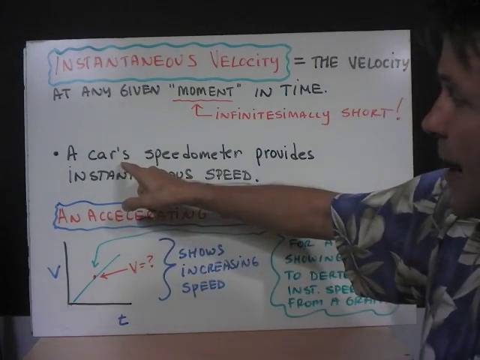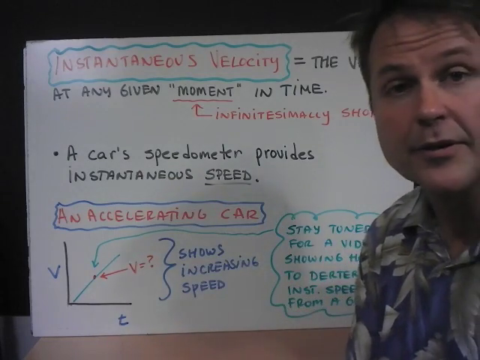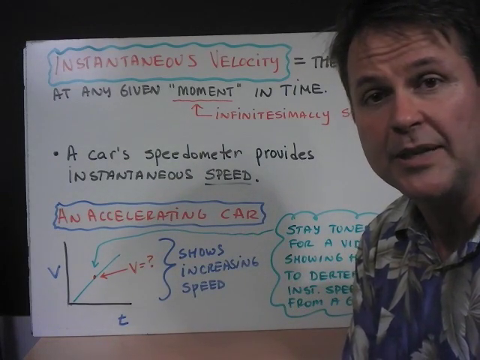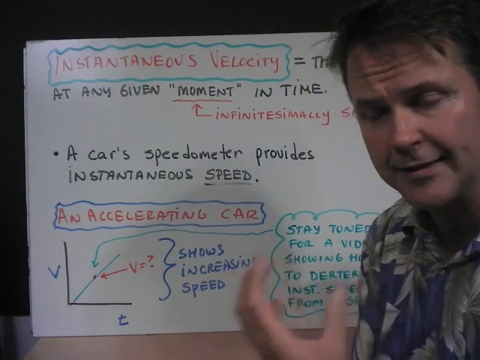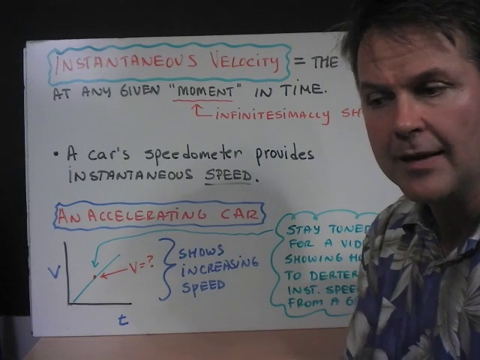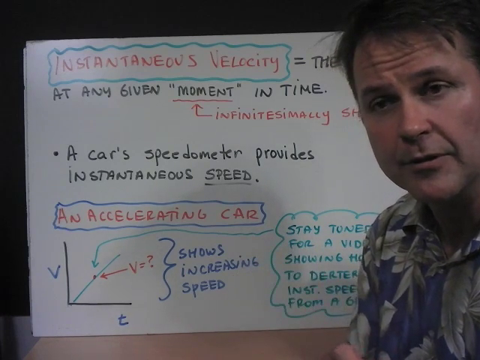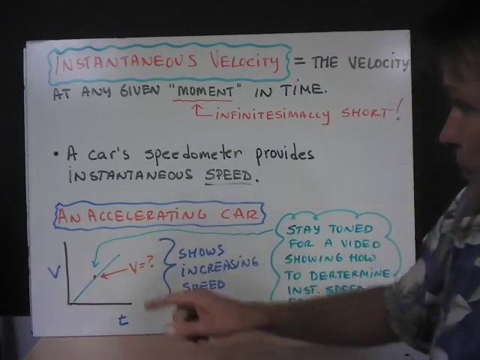So a good example of where we use instantaneous velocity is a car speedometer. The speedometer provides the speed right at that instant in time. So the speedometer is always determining that. If it's an old mechanical speedometer, it follows the speed of the vehicle. If it's a modern digital one, it actually calculates the speed of the vehicle.